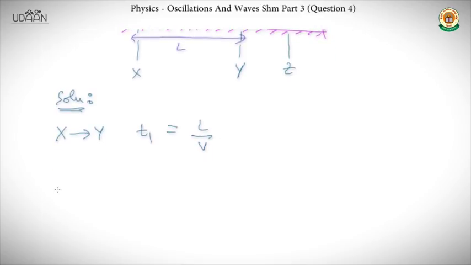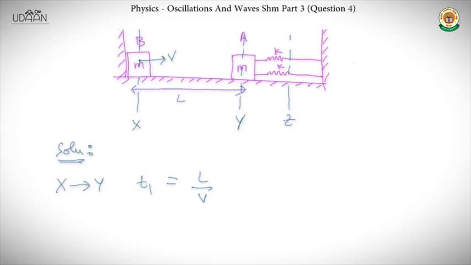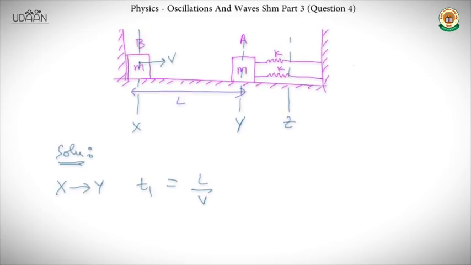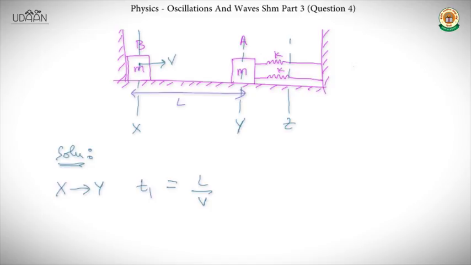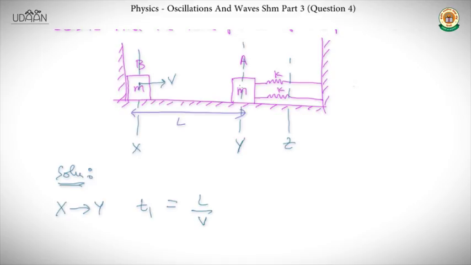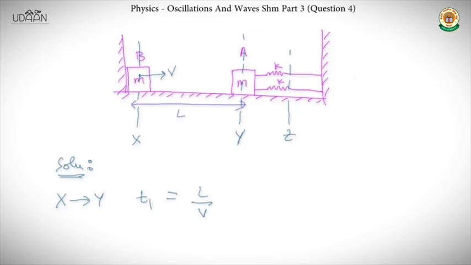Now we know that at position y, when B hits A, B stops. Yeah, and then A will be gaining that velocity, the same velocity because it's completely elastic. Yeah. So to calculate the time which it takes to go from y to z, you can do a simple analysis again. This is a spring block system, but there are two springs. So let's simplify that part first.